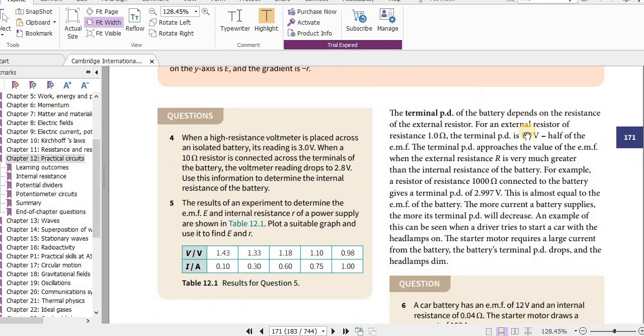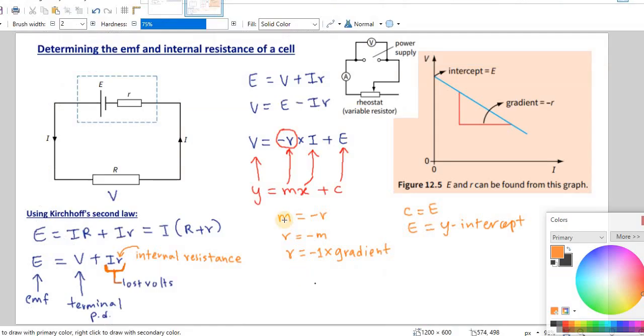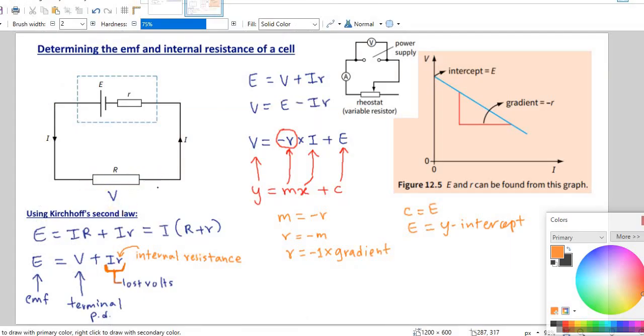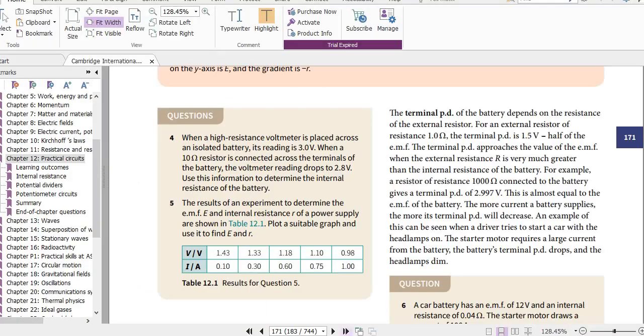This is the maximum current. The terminal potential difference of the battery depends on the resistance of the external resistor. So you can see this terminal potential difference V depends on the external resistor. It's very clear because it's I times capital R. For an external resistor of resistance 1.0 ohms, the terminal potential difference is 1.5 volts, half of the EMF.